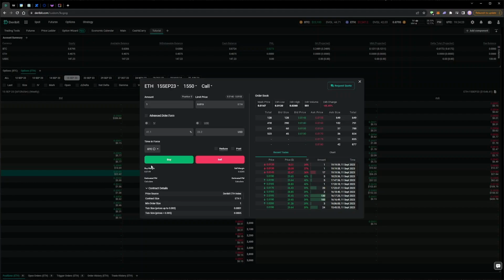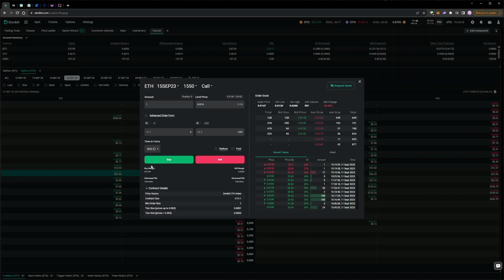Deribit will soon be adding linear options that are priced in USDC, but the options we are looking at today are inverse options, which means they are priced in the cryptocurrencies themselves. So these prices mean 0.0145 or 0.0155 ETH. For now, let's buy one of these 1,550 strike call options. We could buy into the ask of 0.0155 ETH to get an immediate fill.